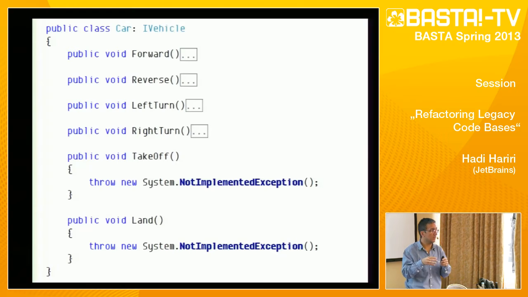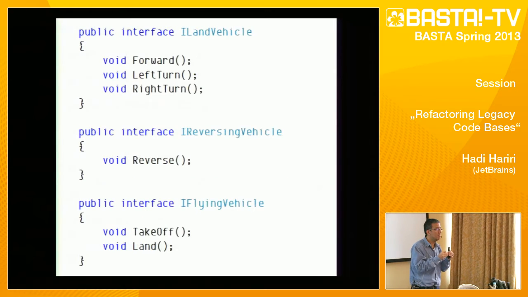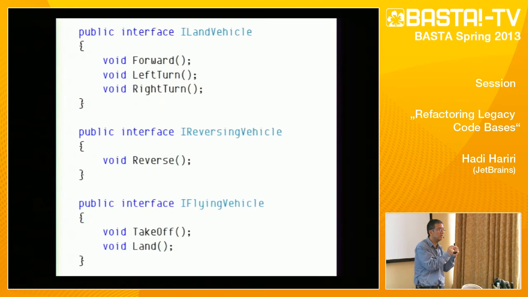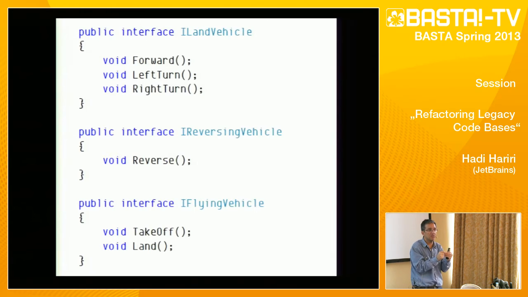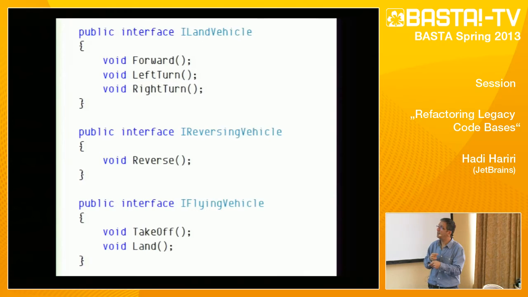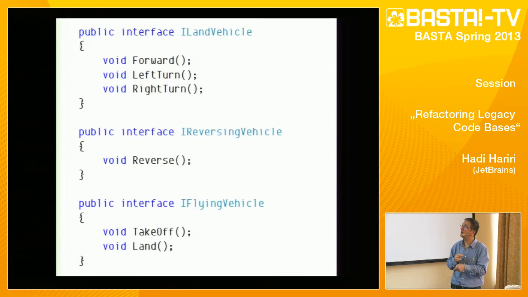And that's what the interface segregation principle tells us to do, is make smaller interfaces more concrete on what exactly those are doing. Basically, it's applying single responsibility principle to interfaces. I now have a reversing vehicle, and I have a flying vehicle, and I have a land vehicle. And then when I implement a car, well, then I'll implement ILandVehicle and IReversingVehicle. And when I implement an airplane, I will do an ILandVehicle and an IFlyingVehicle. Right?